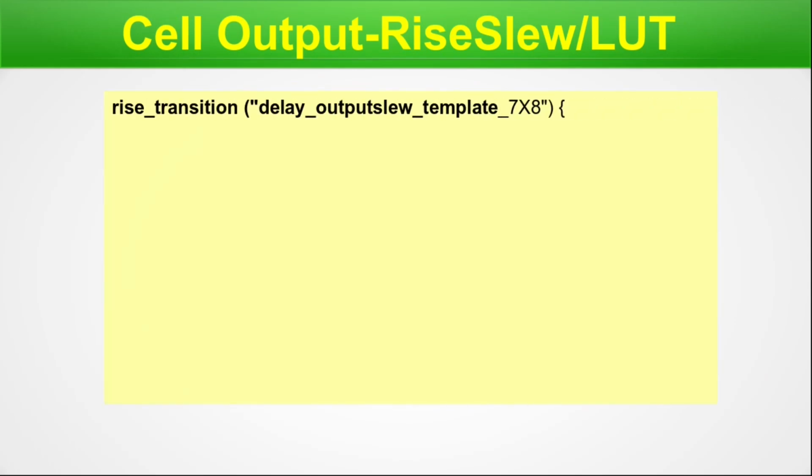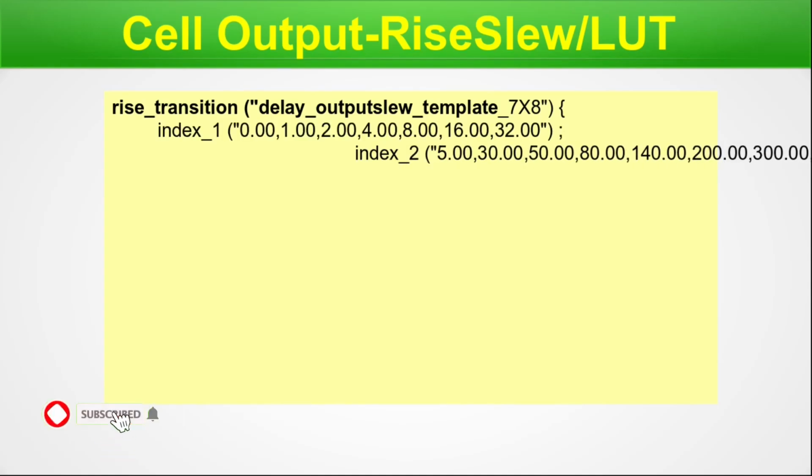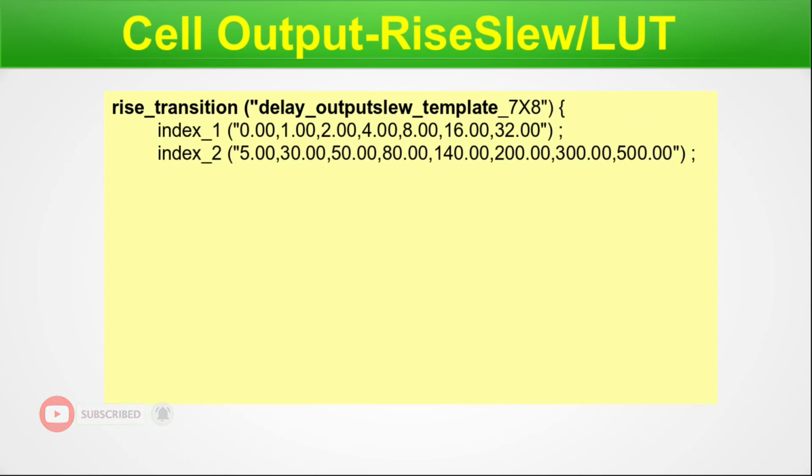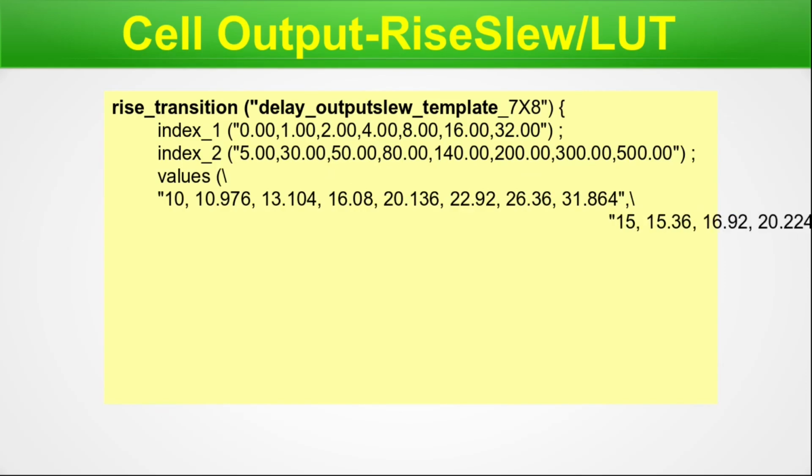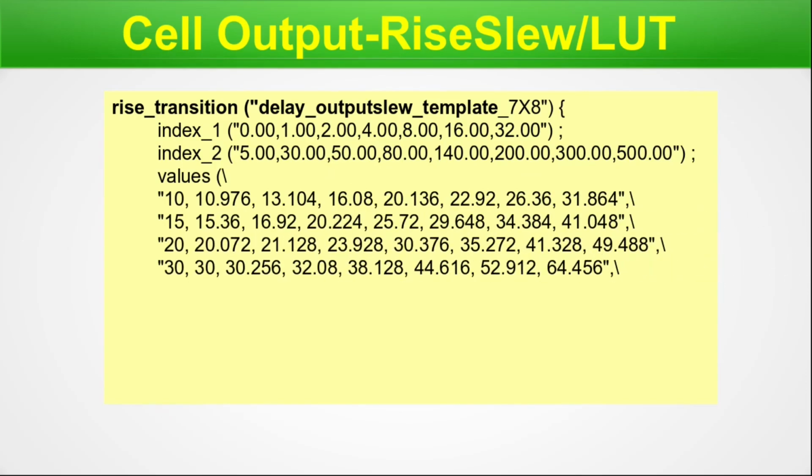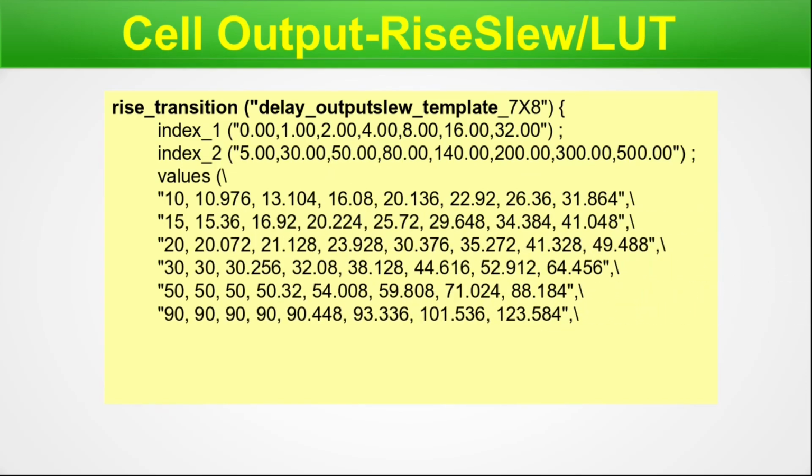Rise transition, delay output template 7/8. Here go our index 1 variations. Here go our index 2 variations. Values start our row, and we keep on adding the rows and corresponding columns. And here we close the table. And here we close the rise transition block. So this is the LUT for rise transition, that is RiseSlew.